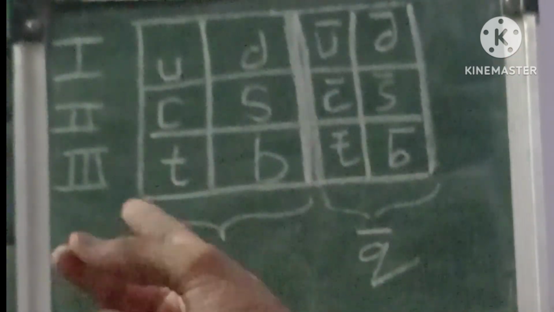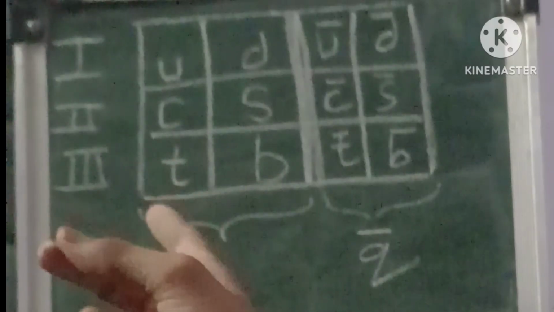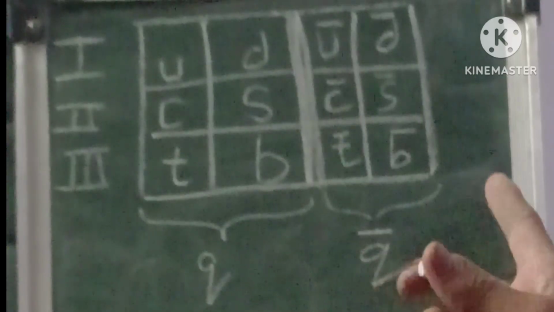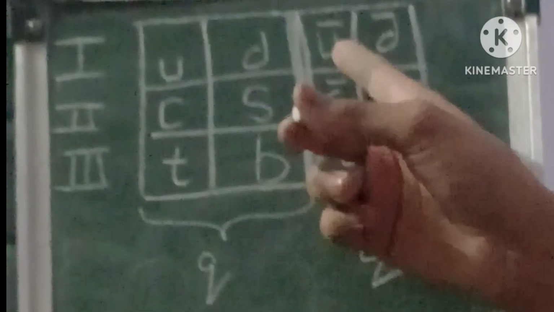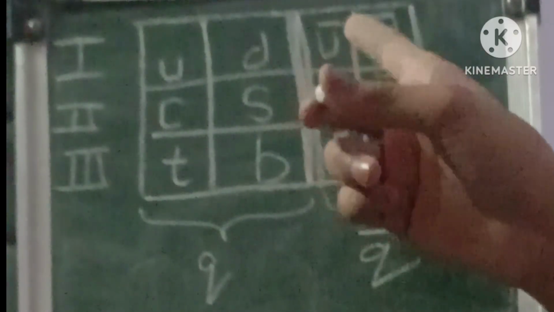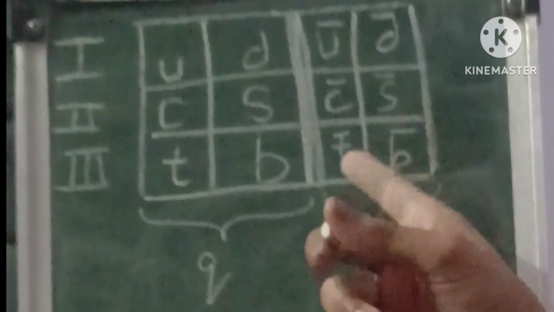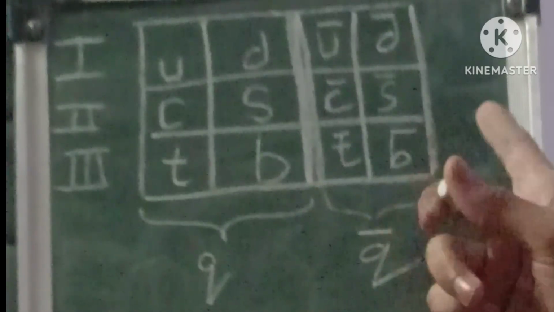In this, the first generation is the lightest and the third generation is the heaviest, and this third generation is the least stable and the first generation is the most stable among them. And then these are our normal quarks, and then we have anti-quarks. In this, there's anti-up quark, anti-down quark, anti-charm quark, anti-strange quark, anti-top quark, anti-bottom quark.